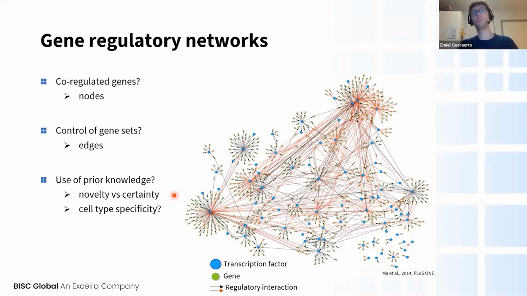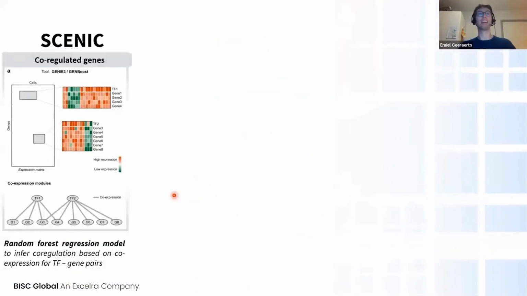Now let's move to my favorite tool to do gene regulatory network analysis in single-cell sequencing. So the tool is called SCENIC. It has 3 main steps, and they address the key points that I highlighted first. So again, how does SCENIC collect the co-regulated genes? How does it connect, let's say, the transcription factors to the genes?